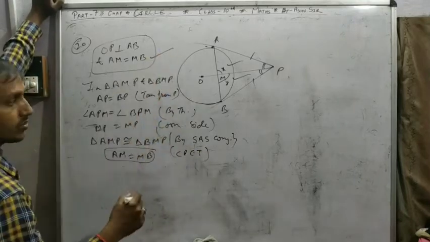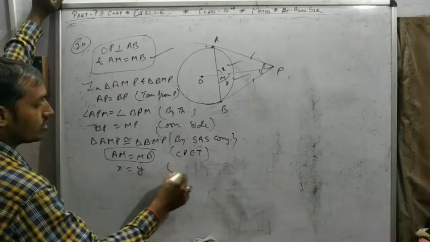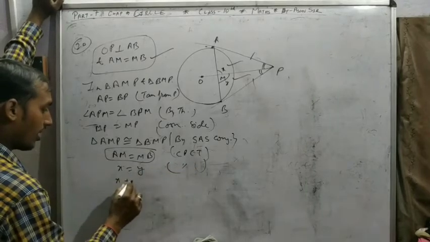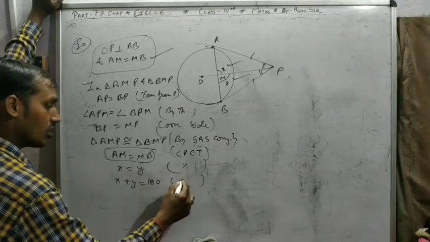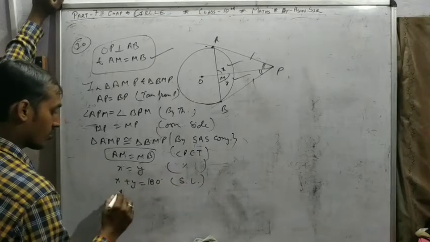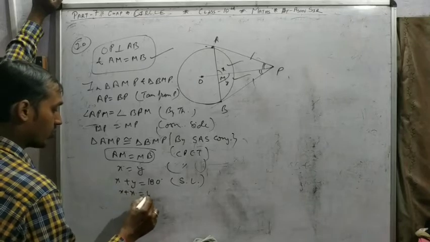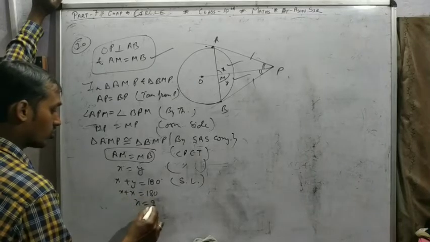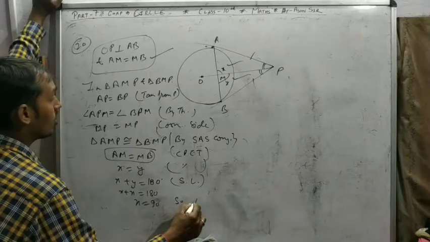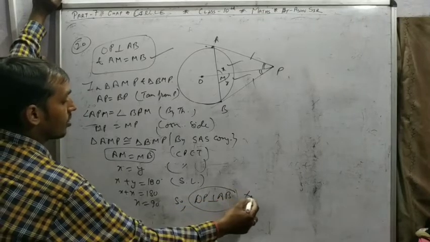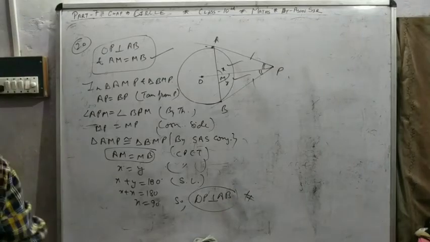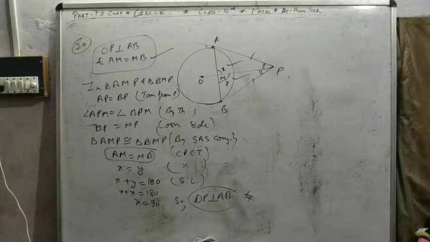This part is clear. X is equal to Y, CPCT, and X plus Y is equal to 180, straight line. So X plus X is equal to 180, X is equal to 90. So OP is perpendicular on AB. Okay. So pause, write it down. I hope you understand.